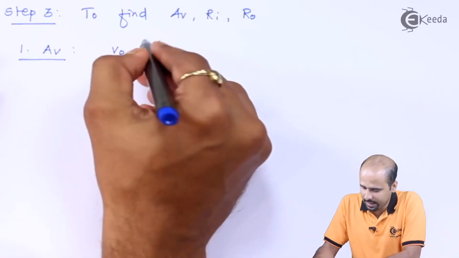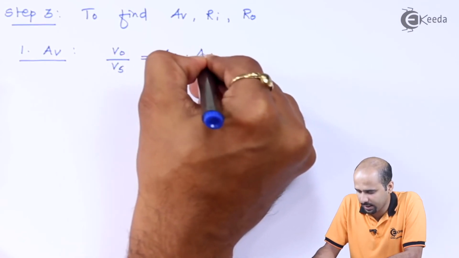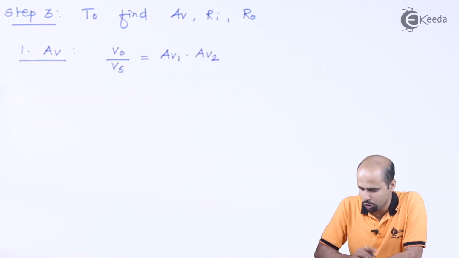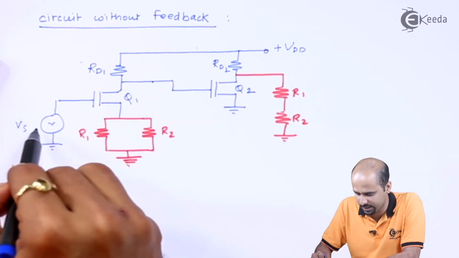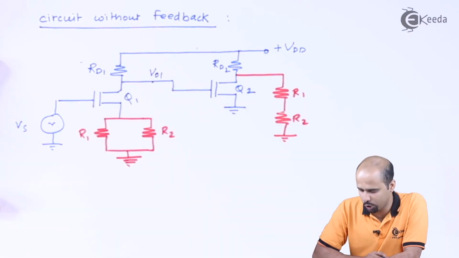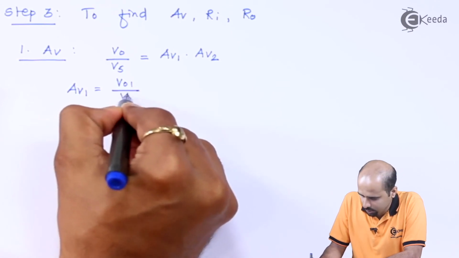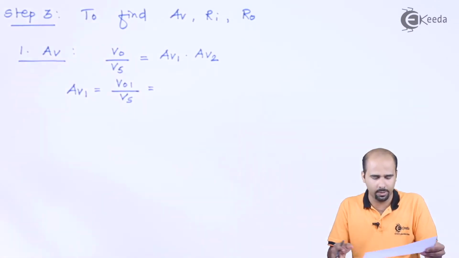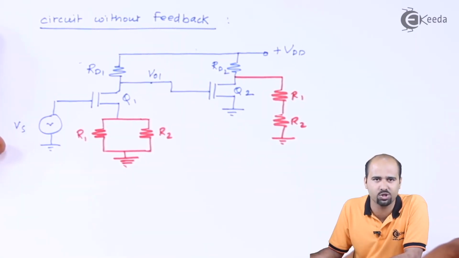Then we will be getting that VO divided by VS is divided into two parts. One is AV1 and another is AV2. Okay, so first of all we'll have to get the value of AV1. AV1 is nothing but the voltage at the output of the first stage and the input of the first stage. Let's say this is VO1. So VO1 divided by VS is the value of AV1, and we'll have to find out that particular value. I know that the value is coming out to be GMRD divided by 1 plus GMRS.